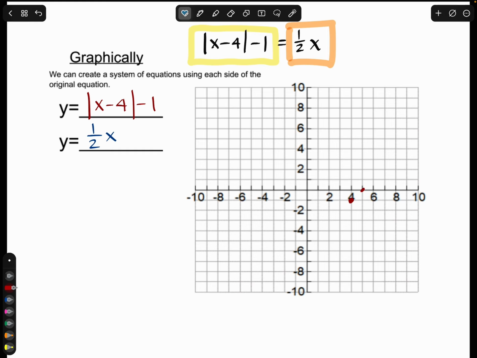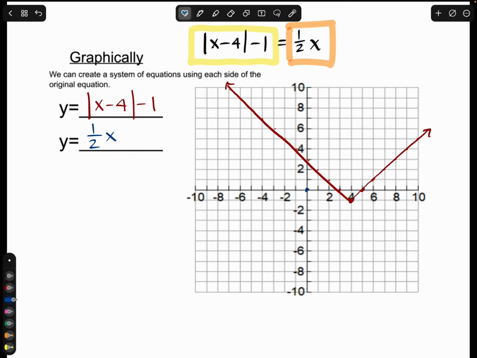So for the first one, our locator point would be at 4, -1, and it's absolute value, so we know that since there's no stretch factor, it's just making that nice V shape, going over 1 and up 1. All right, try to graph them as accurately as you can. That one's a little off there, but I'll go with it for now.